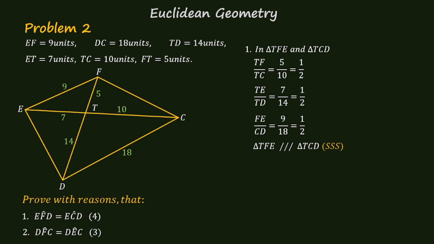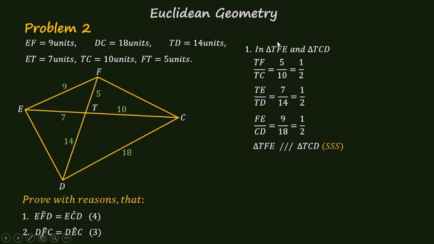Remember the reason that we use for this condition of similarity: side, side, side, because the corresponding sides of these two triangles are in the same proportion. Now that we were able to prove that the two triangles are similar to each other, we can claim that their corresponding angles are also equal. This one will be equal to that angle, and then that angle will be equal to that angle, and that angle will be equal to that angle.